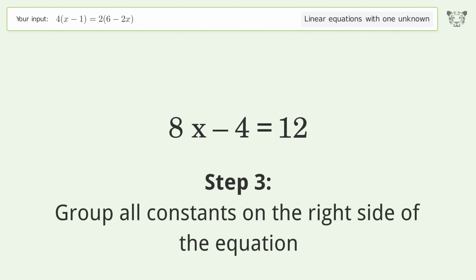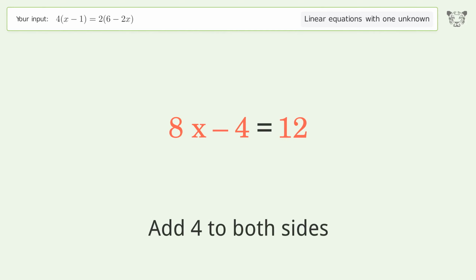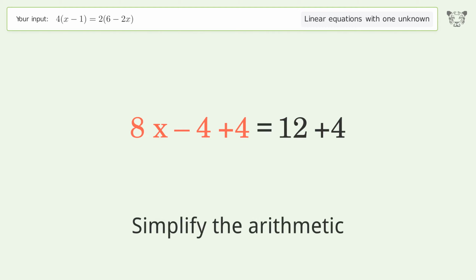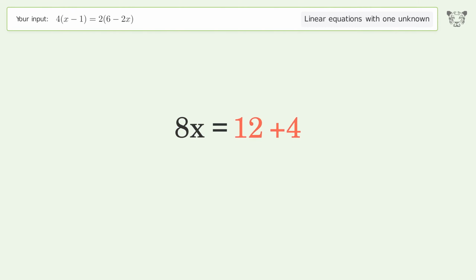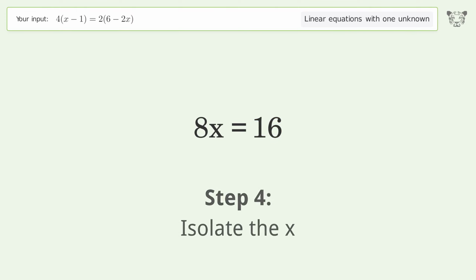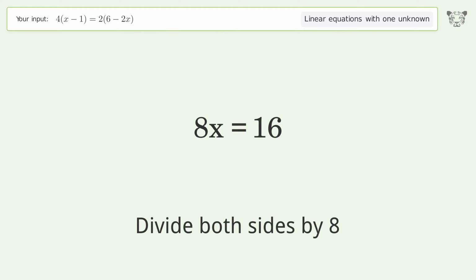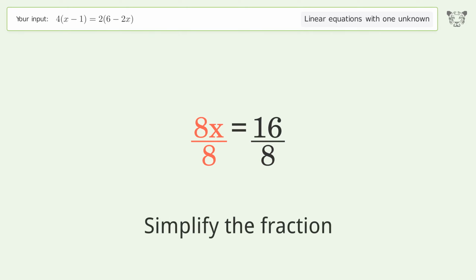Group all constants on the right side of the equation. Add 4 to both sides. Simplify the arithmetic. Isolate the x. Divide both sides by 8. Simplify the fraction.